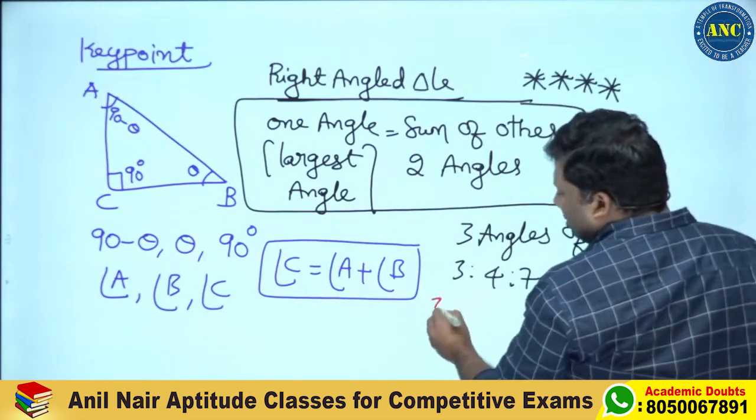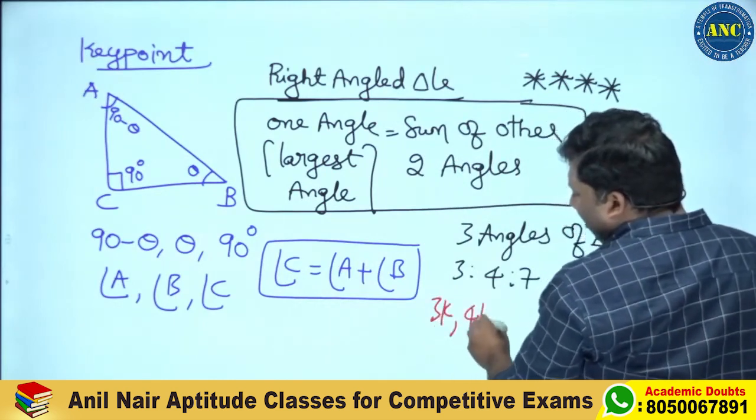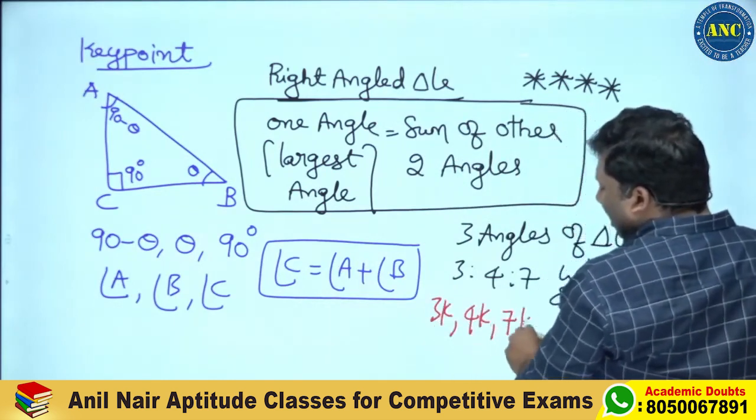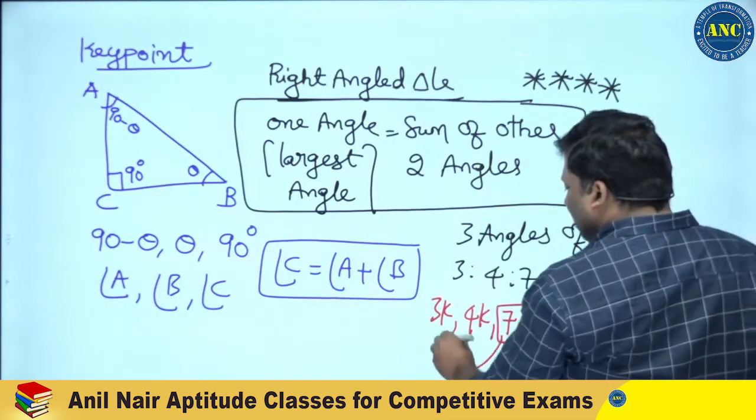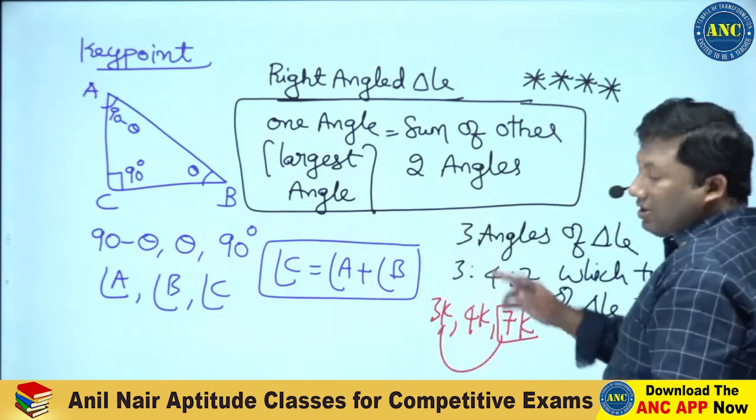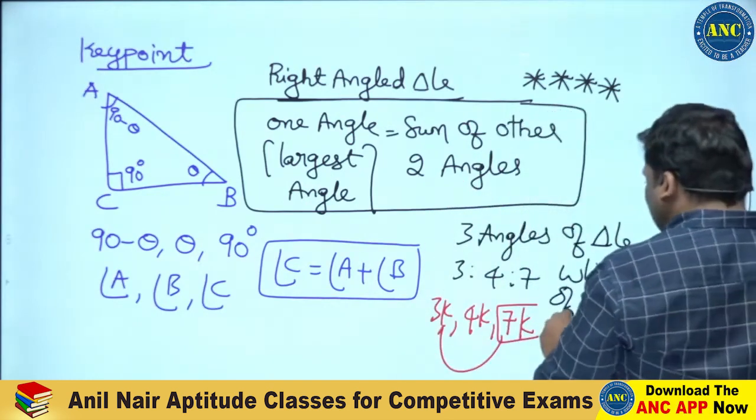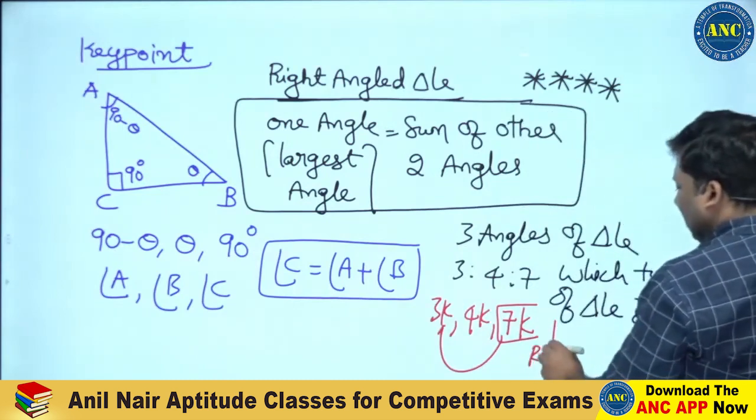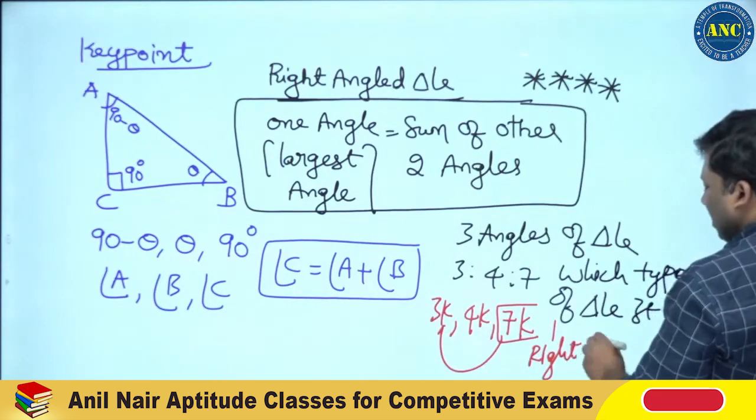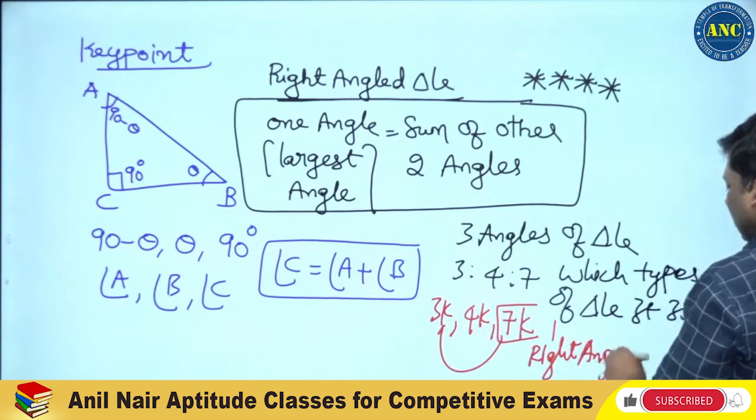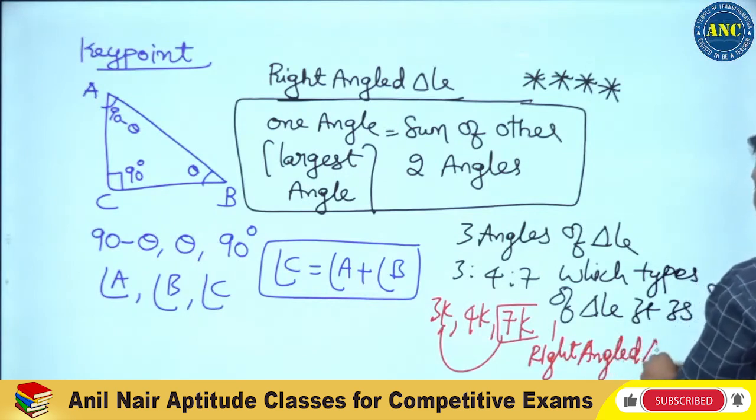If it is 3:4:7, that is 3K, 4K and 7K, the largest angle is equivalent to the sum of the other two angles. That means which triangle is it? It is a right angled triangle.